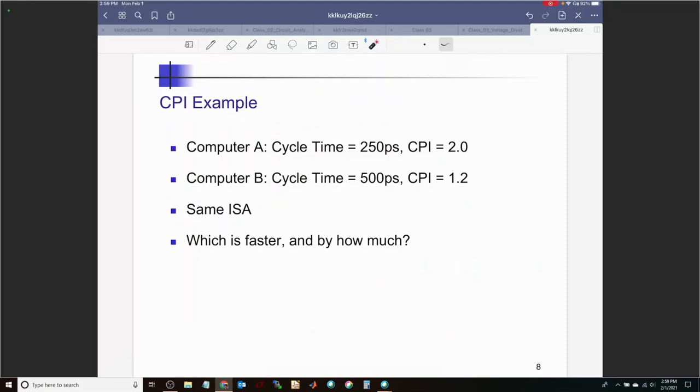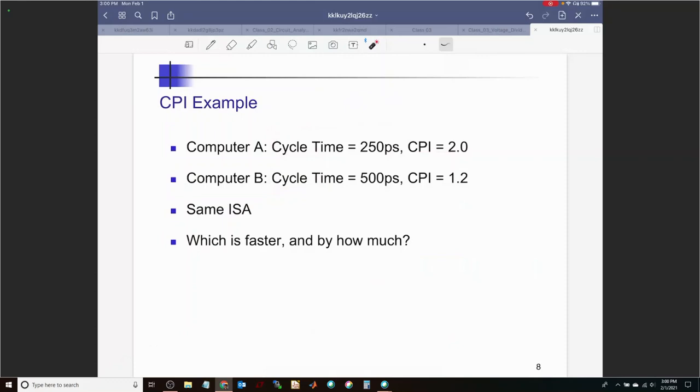But I may accidentally say that computer A is twice as fast as computer B, right? That would be a mistake, but I may say that if I just looked at cycle time for computer A and computer B. But I also have clock cycles per instruction that I need to incorporate because it would depend on the number of instructions as well for each particular program.